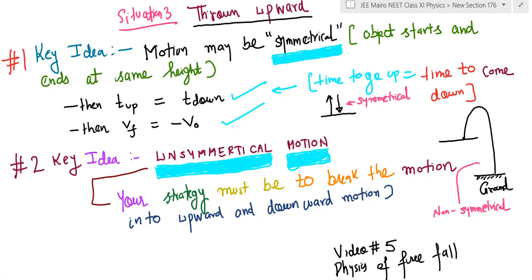Okay, welcome to video number 5 in this series pertaining to the physics of free fall. Now let's continue to focus on situation 3, where the body is thrown upwards.